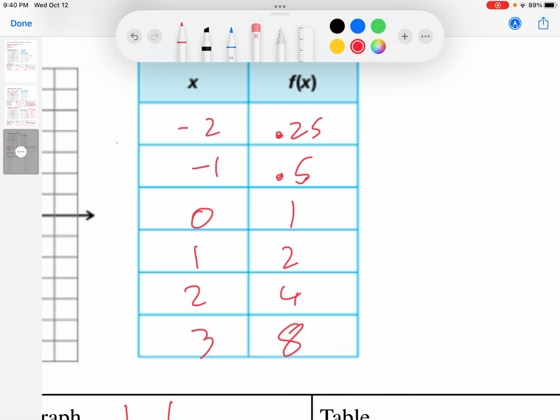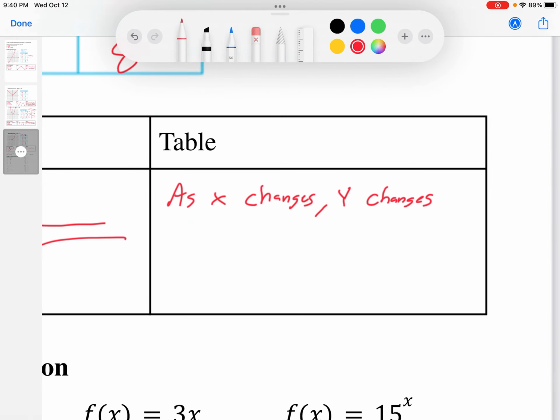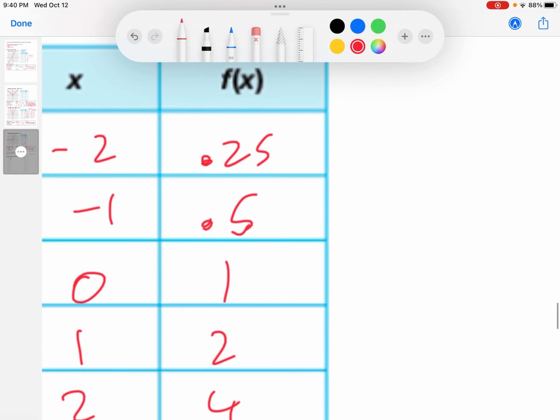Well, I want you to pause the video, and then I want you to turn and tell your neighbor, if they're in the same spot of the video, do you see any relationship going on here in this table, in the y values? So as x changes, y changes by a common ratio. So instead of a common difference, it's a common ratio. What does that mean? Well, in the same way that we found the common difference, pick a number, take the number before it, and divide, because ratio means division.